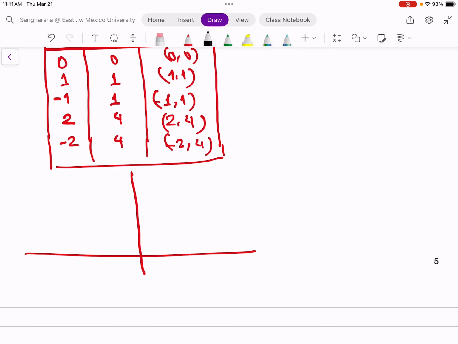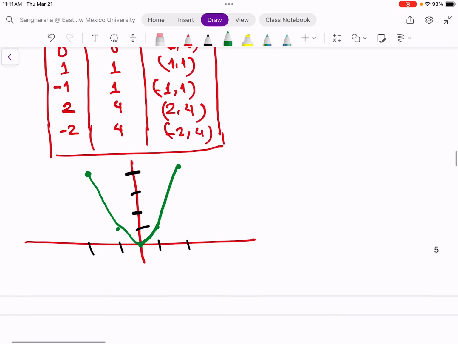So this is 1, negative 1, 2, negative 2. This is 1, 2, 3, 4. So we have 0, 0. Then we have 1, 1. Then we have negative 1, 1. We have 2, 4, and we have negative 2 and 4. Now let's connect all these points. We get a graph. Since the domain is from negative infinity to positive infinity, we can extend this graph all the way to the left and all the way to the right.